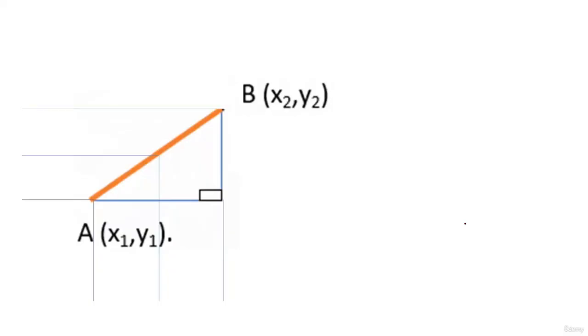So we'll again move on to the next part. Our previous discussion was about the distance between the points A and B. x1 y1 was the coordinate of one point, and the other was x2 y2. We found the distance between them. Now what I will do is take a third point.